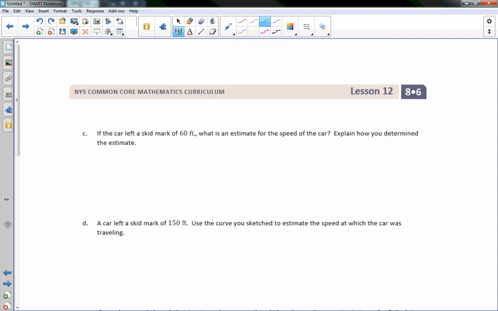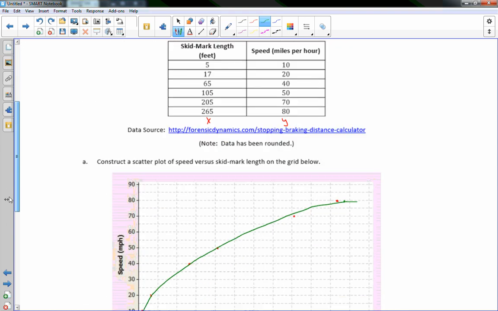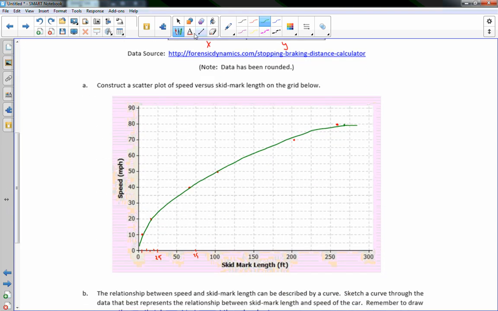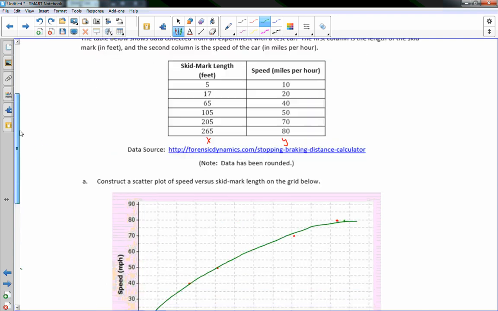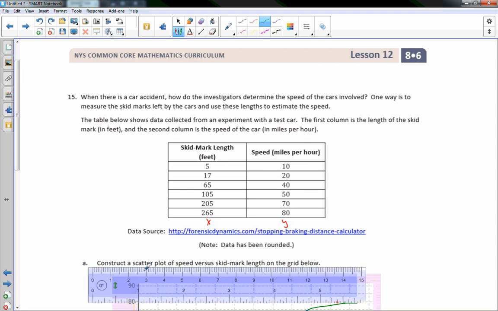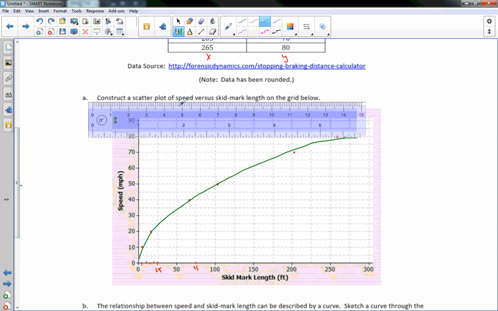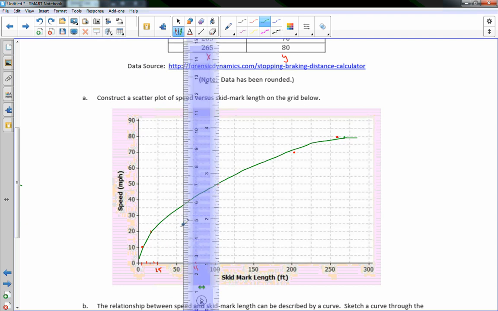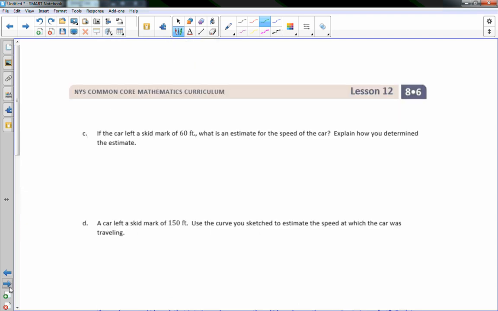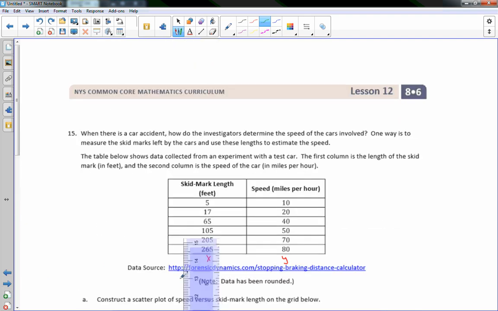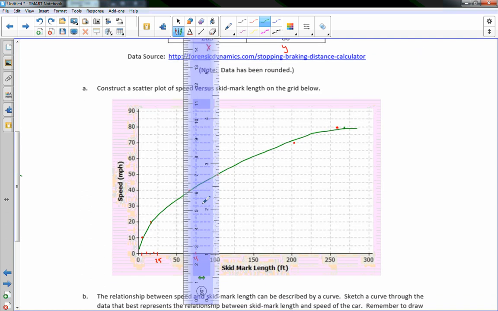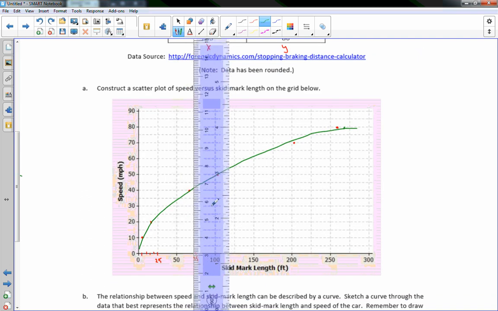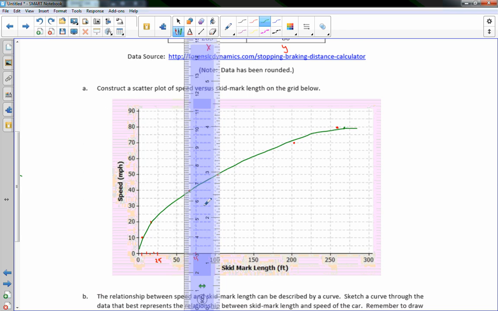Part C says, if the car left a skid mark of 60 feet, what's an estimate for the speed of the car? So now it's saying 60 feet. It's the same. You get a ruler, and you make an approximation using the curve that you drew. So turn the ruler perpendicular, and they said 60 feet. So I'm going to bring the ruler over to 60 feet. 75 is here, 60 feet would be about here.